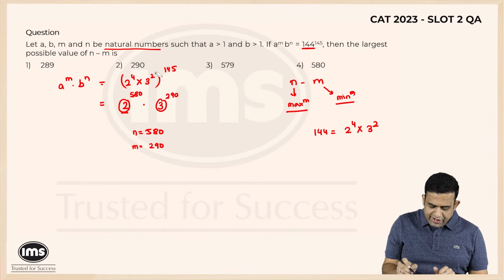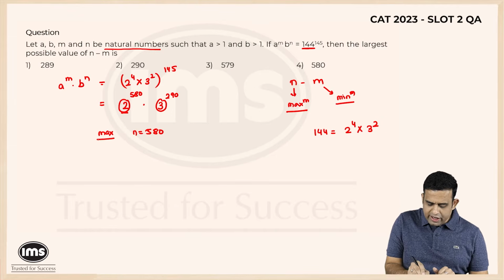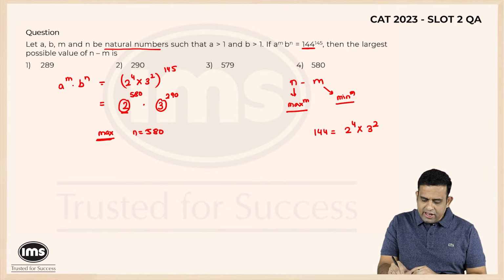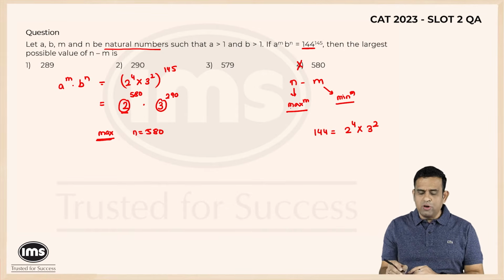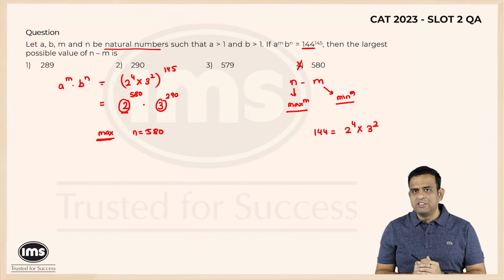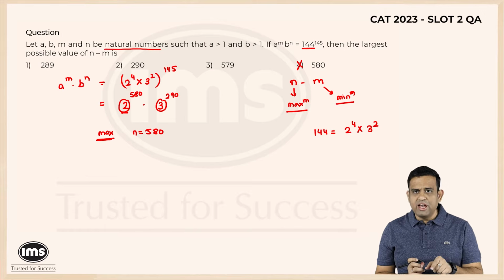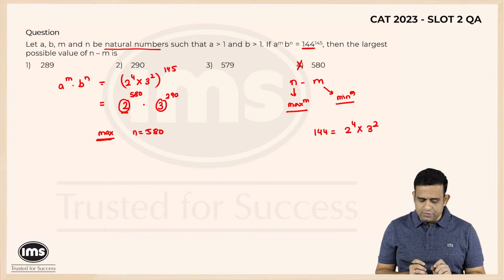So it is perfectly fine to say that the largest possible value of, let's say, N is going to be 580. But can the value of M be equal to 0? And the answer is no. So the answer definitely cannot be option number 4, because for N we have got 580 and the value of M in that particular case needs to be equal to 0. We cannot take the value of M to be equal to 0 because they are saying A, B, M, N happen to be natural numbers.